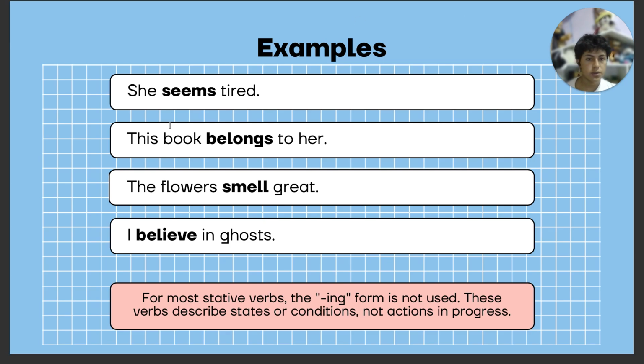Remember, for most stative verbs, the ing form is not used. These verbs describe states or conditions, not actions in progress. Therefore, forms like I'm knowing or she's believing are incorrect.